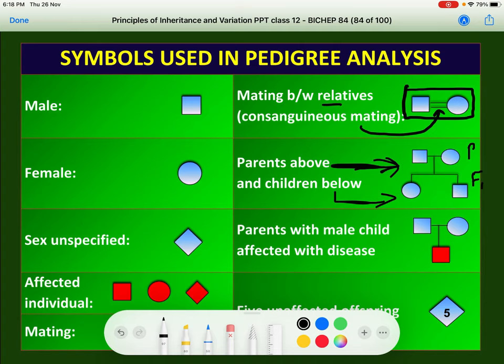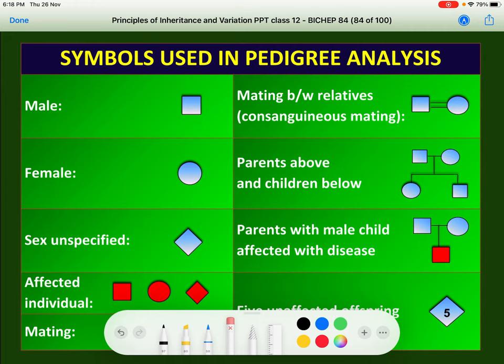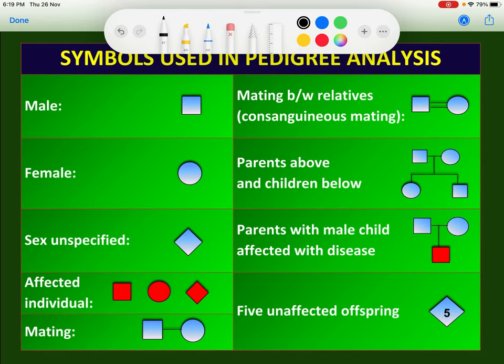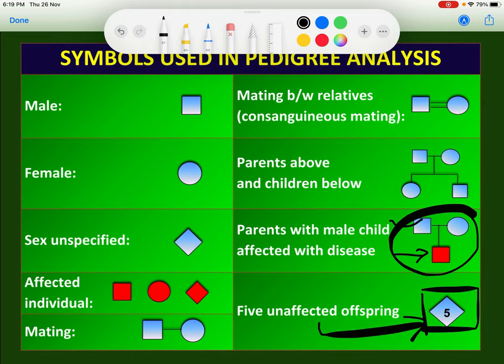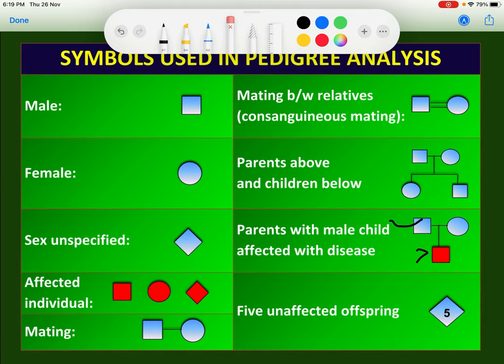Ready? So this couple is having a relationship and they have two children. One is female, one is male. That's the way we are supposed to understand the chart. The next chart: this couple is having one male child and it is affected with a particular disease. And this specific symbol is denoting five unaffected individuals or offspring altogether. So no separate boxes need to be mentioned. It is a shortcut which is used.